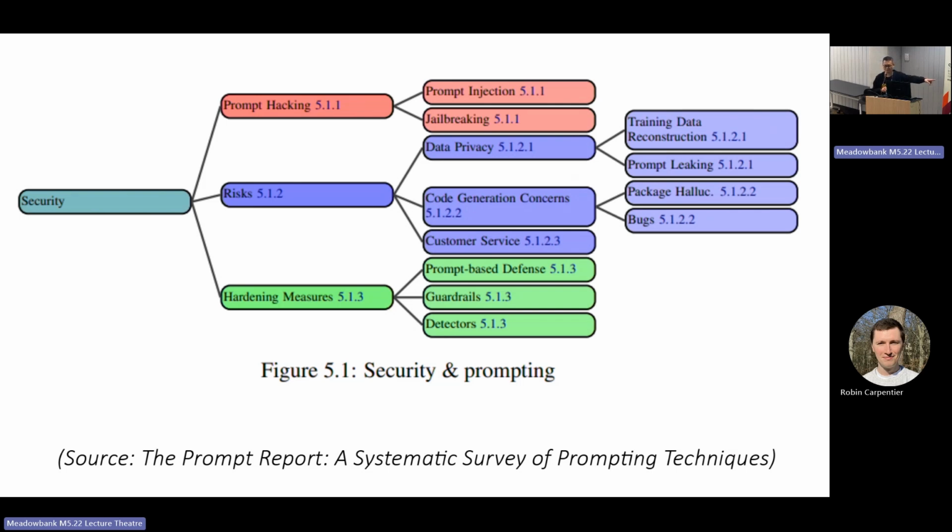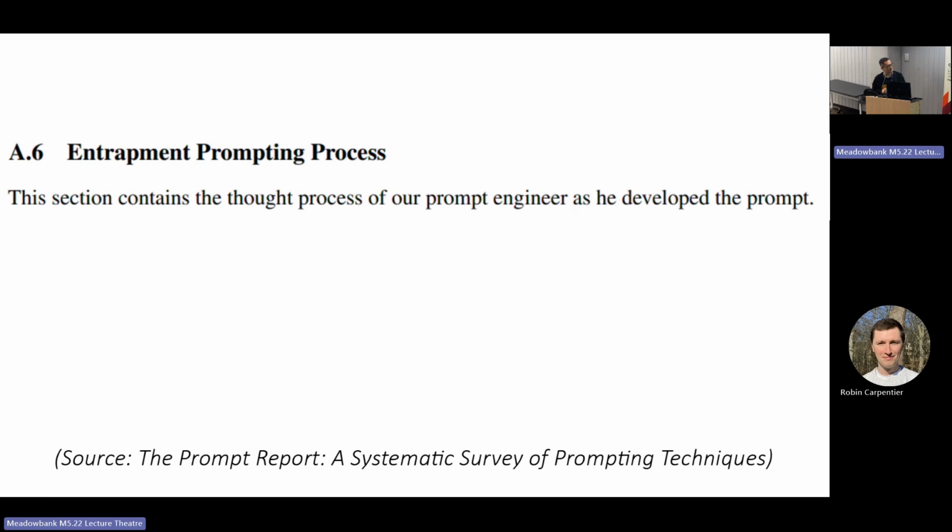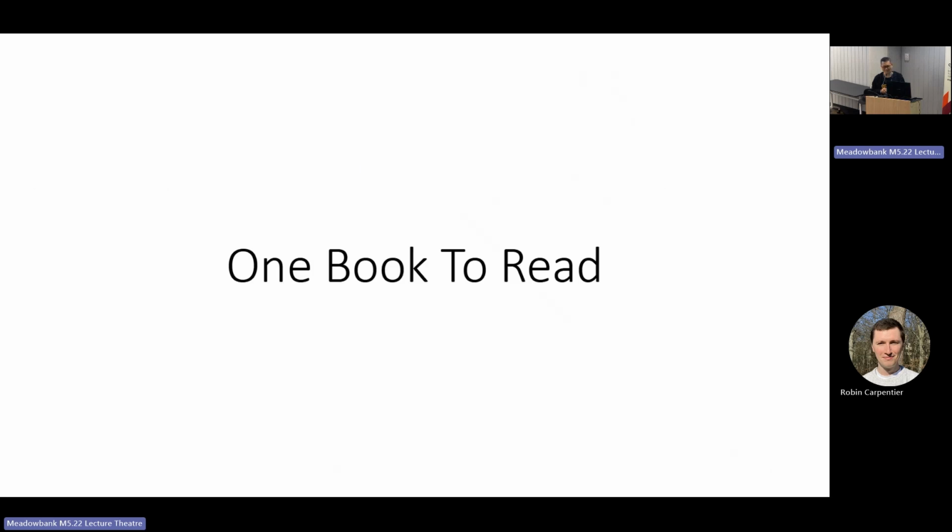This is a very good paper. You want to start with a paper, start with this one. One of my favorite papers. A bunch of people, like at least 12 authors in that paper. Thought process of a prompt engineer, if you want something even a bit more advanced, this one here will give you an example. This is from the same paper that I talked about earlier. One of my favorite papers. It's in the appendix section. So one book to read.